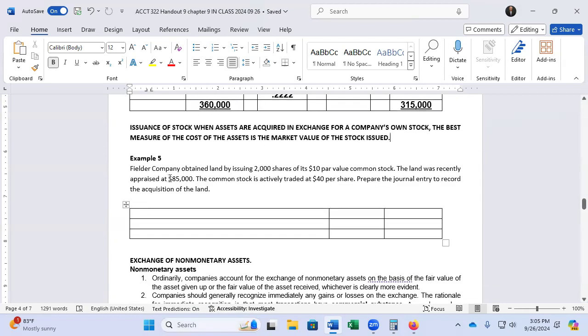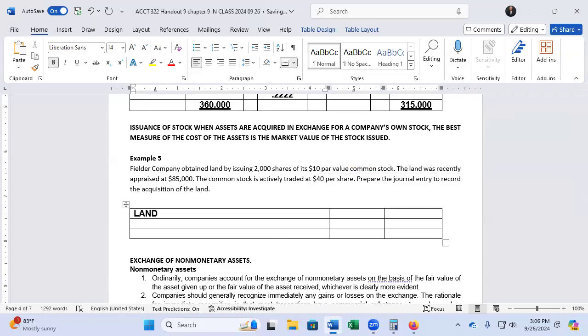Okay, so let's take a look. Fielder Company obtained land by issuing 2,000 shares of its $10 par value common stock. Land was recently appraised at $85,000. The common stock is actively traded at $40 per share. Prepare the journal entry to record the acquisition of land.